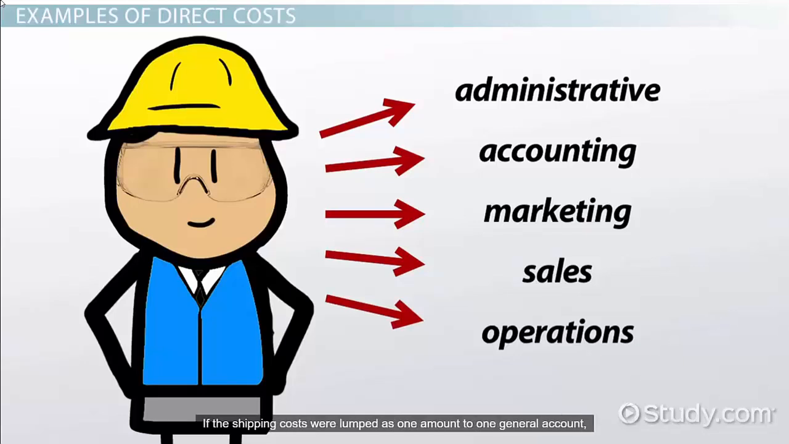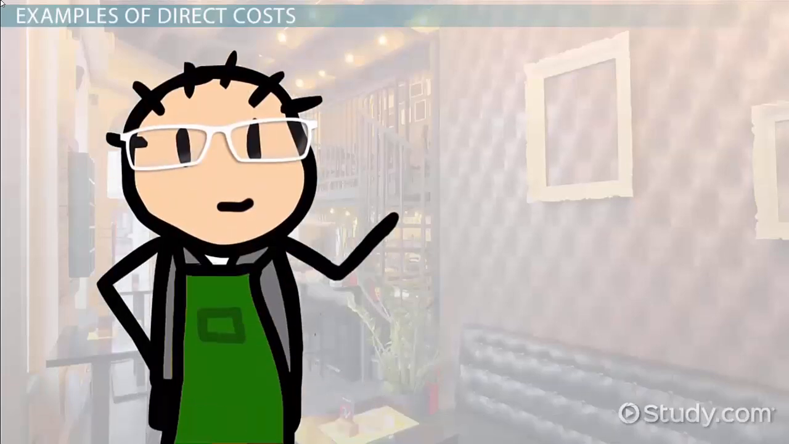If the shipping costs were lumped as one amount to one general account, there would be no way to know how much shipping and mailing each department did and what amount of the total shipping expenses they are each responsible for. In our second example, you are a coffee shop owner.